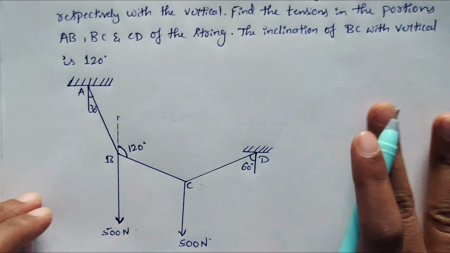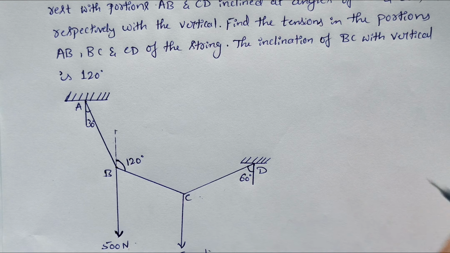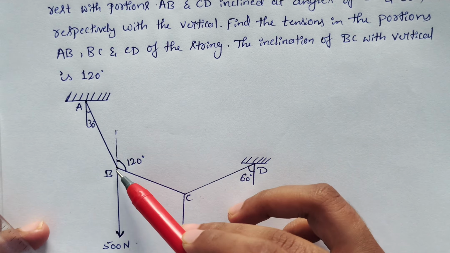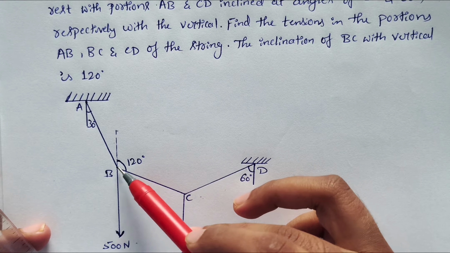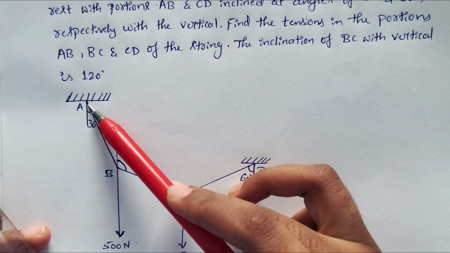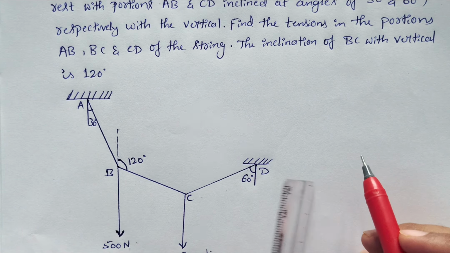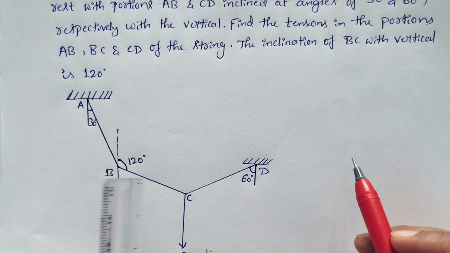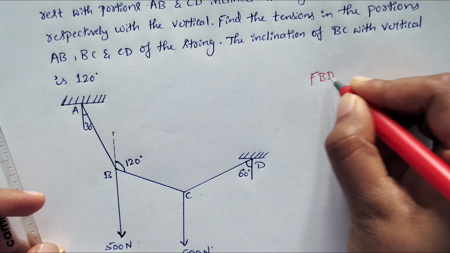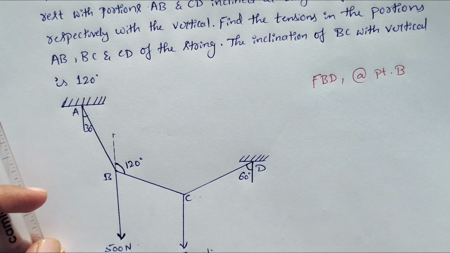Okay, so now what is the first step? To draw the free body diagram, correct? Okay, we'll draw a free body diagram for this. First we'll start from this point so that I can write the weight here and can mention T BA and TBC, correct? So I'm drawing the free body diagram, FBD, for the point at B.